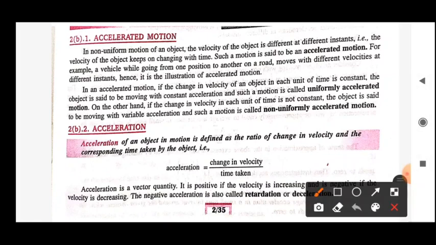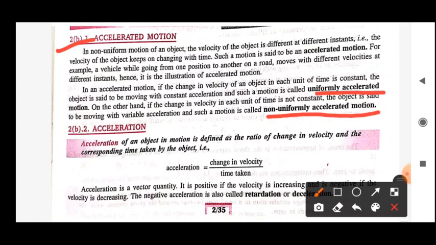Just now I have told you, accelerated motion or non-uniform motion. Here let's see what uniformly accelerated motion is and what non-uniformly accelerated motion is. But before that, let's start from this point. In non-uniform motion of an object, the velocity of the object is different at different instants. That is, the velocity of the object keeps on changing with time. Such a motion is said to be accelerated motion.